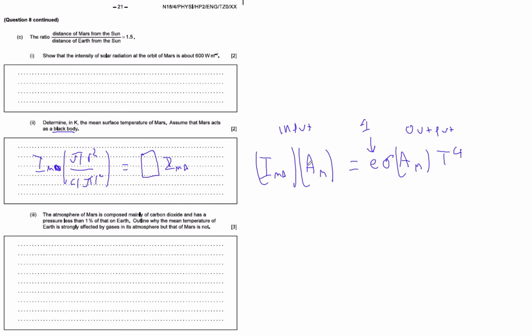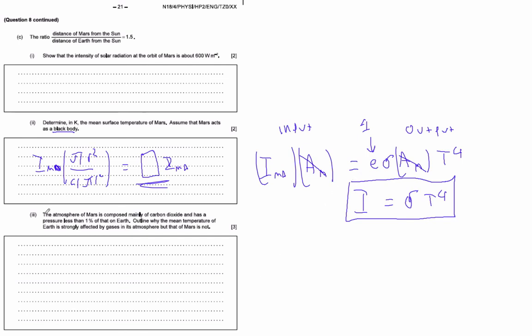And the surface area of Mars, we don't even know its radius, so we can't do it, but it cancels. So essentially, one fourth of this number is going to be sigma times temperature to the fourth. And I get a temperature between 220 kelvins and 230 kelvins, and it rounds to one of those easily.